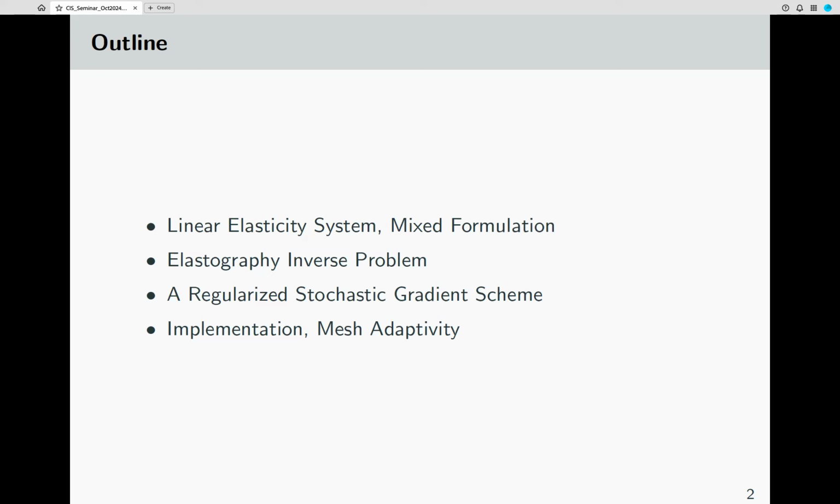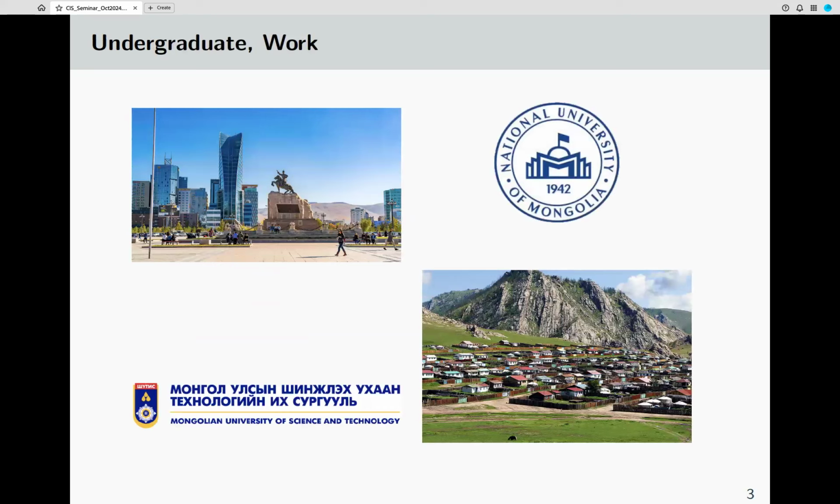Okay, so I was asked to talk about my career path and trajectory a little bit. So I put a few slides in there and logos. I was actually born in a country called Mongolia, which is in Central Asia between Russia and China. It's a landlocked country, pretty big land, but not too many people in there.